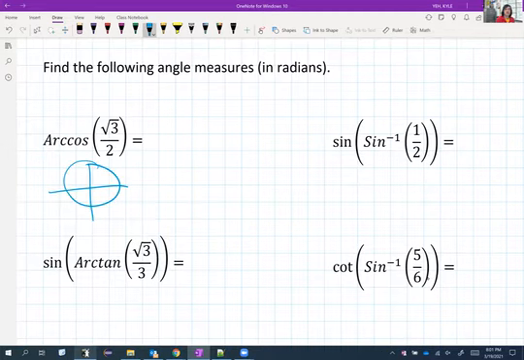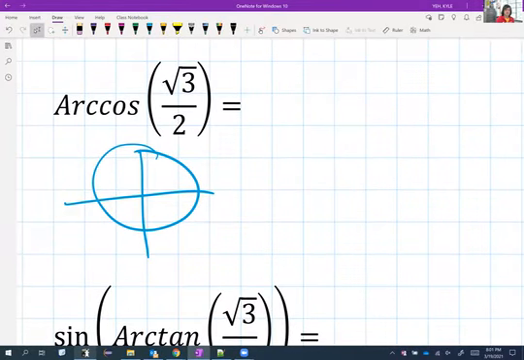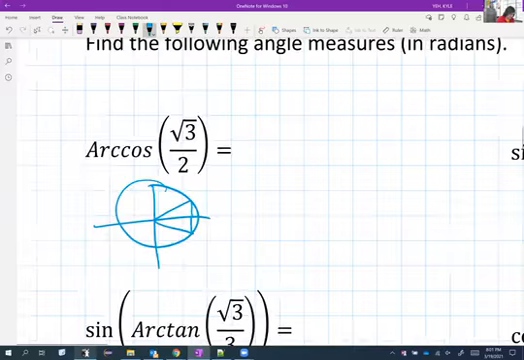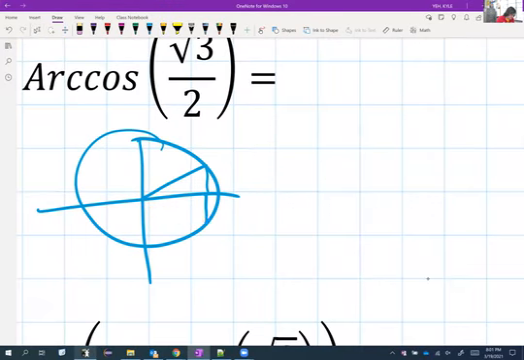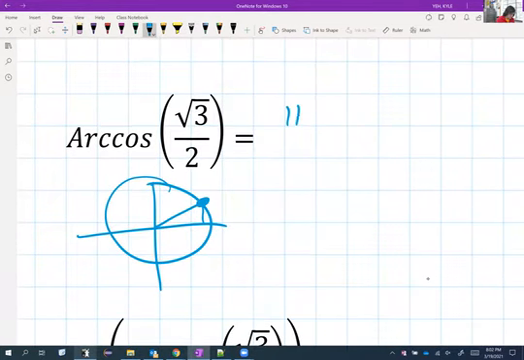Arc cosine of root 3 over 2. It's saying, where is the cosine value root 3 over 2? Where's the x coordinate root 3 over 2? Now, if you remember, that's from a 30, 60, 90 triangle, and we need the x to be the long side. So it's going to be one of these two. But which one? This is cosine. If you look above, our cosine region is that top half from 0 to pi. So we know we must be dealing with this point right here. It's 30 degrees. What is that in radians? Pi over 6.